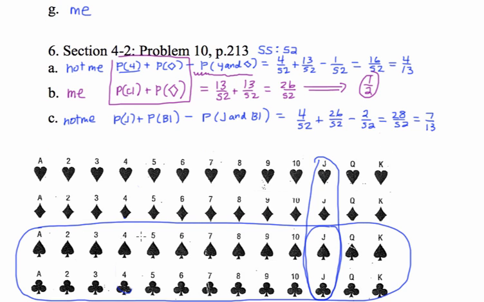Now again, you could do this without the formula. You could just count these up. Okay, I've got 26, 27, 28. 28 cards out of 52 fall into this category, 7/13. So you can kind of skip ahead to this point, but I wanted you to see how that formula works.